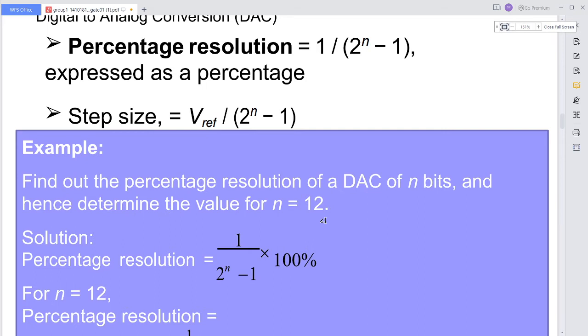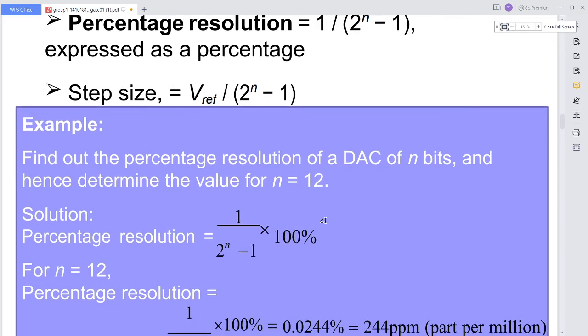So step size can be calculated technically, and the formula is given in terms of V reference. To operate a digital to analog converter, we are required to apply some V reference voltage. In the block diagram I have explained it. Step size is equal to V reference by the total number of steps. Total number of steps, we know, from 0 to the topmost step will be 2 power of n minus 1.